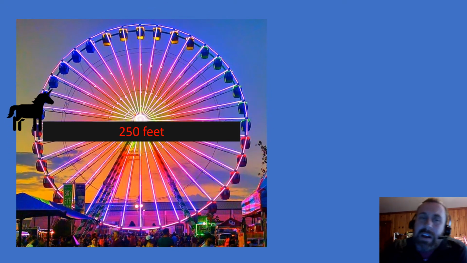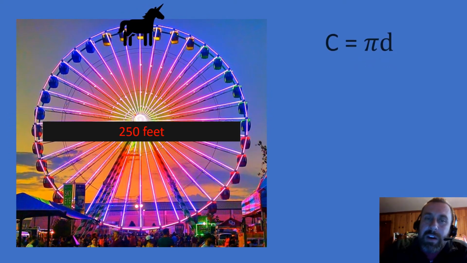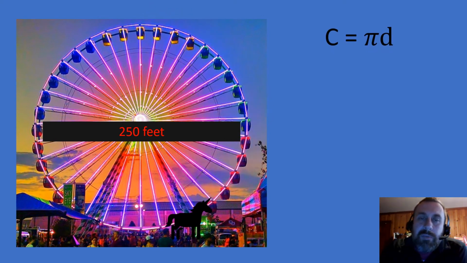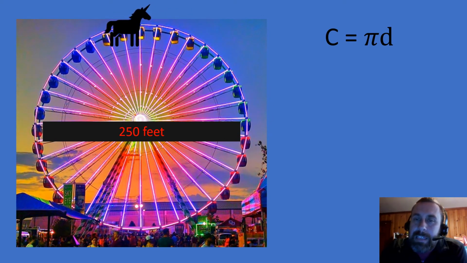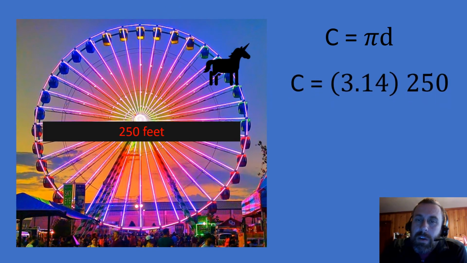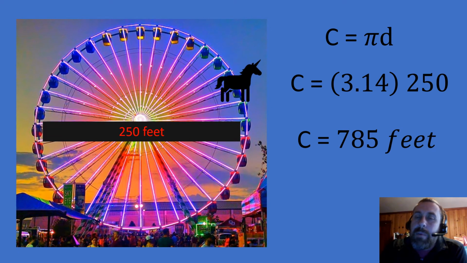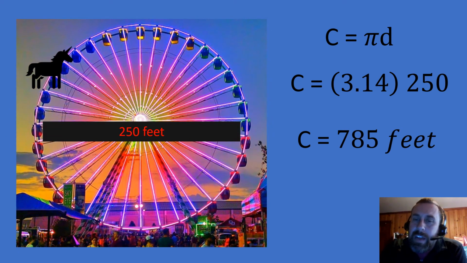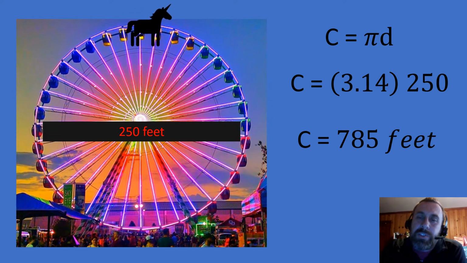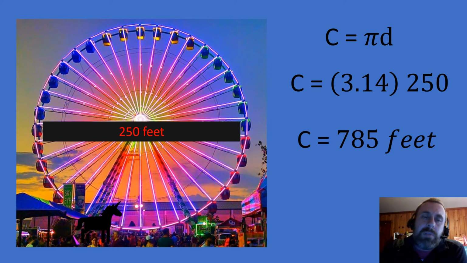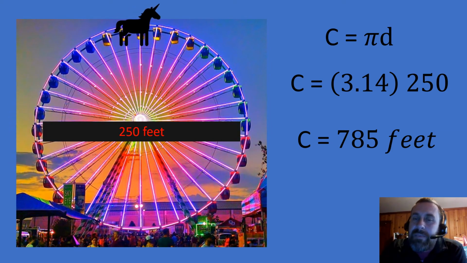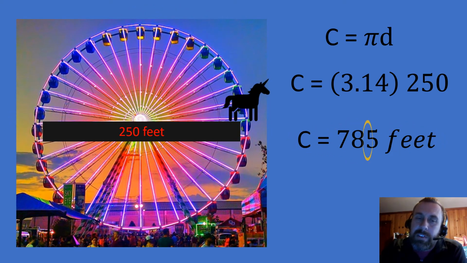So let's figure out how far that unicorn is actually traveling. We're going to use our formula, circumference equals pi times diameter. We're going to put in our two known values: 3.14 for pi, and our diameter was 250 feet. And when we multiply them, we get 785 feet. So our unicorn is traveling 785 feet every rotation. Oh, forgot to circle it. There we go.